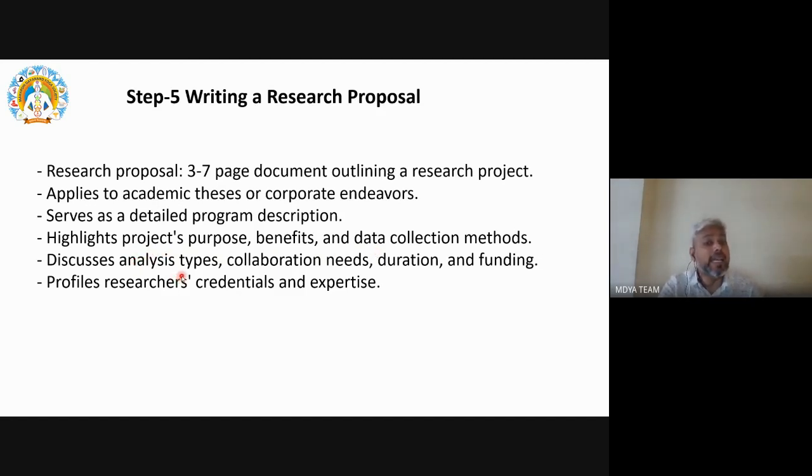Discuss analysis types, meaning what kind of analysis you will do after data collection. Collaboration needs, the duration of your research study, and how you will get funding. Profile of the researchers, credentials, and expertise. So all these things should be included in your research proposal.